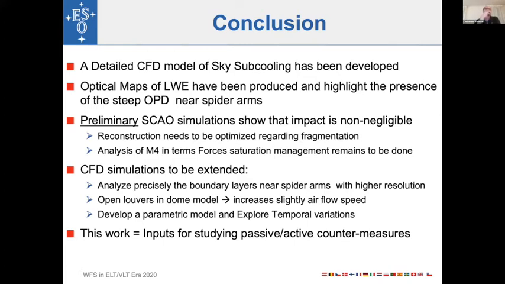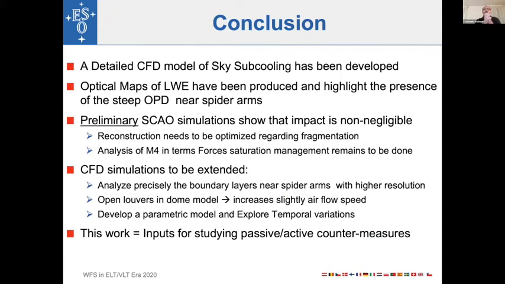As a conclusion, we now have a very detailed model of the low wind effect. Of course, this needs to be confirmed. We made some simulations, but this needs to be confirmed, especially for the very steep wavefront near the spiders. We need higher resolution for that. SCAO simulations have been made, and we need to improve on the reconstruction part.